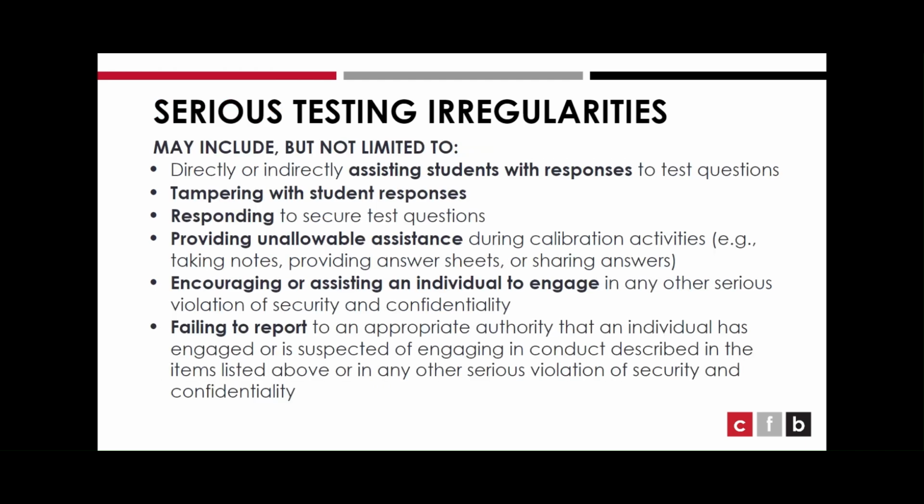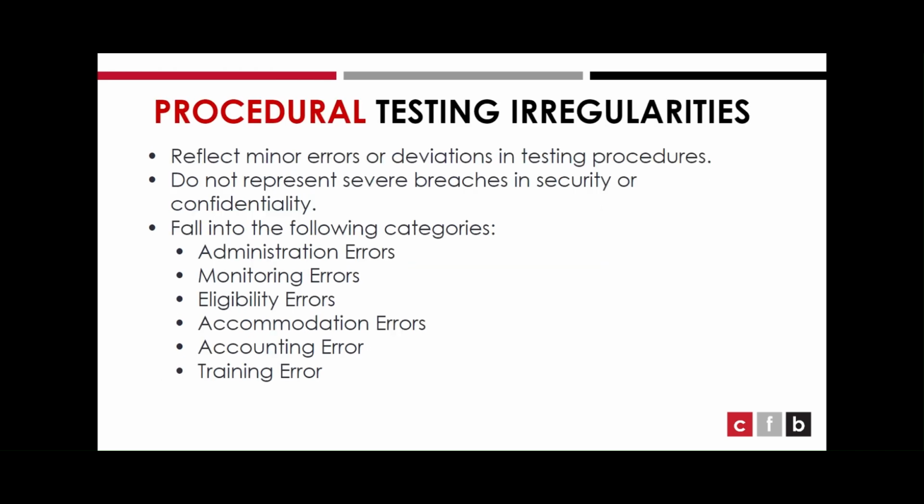Serious irregularities may include, but are not limited to, directly assisting students, tampering with responses, responding to secure test questions, providing unallowable assistance, encouraging or insisting an individual to engage in any other serious violation, or failing to report to the appropriate authority if an individual has engaged or is suspected of engaging in conduct described in the items listed above.